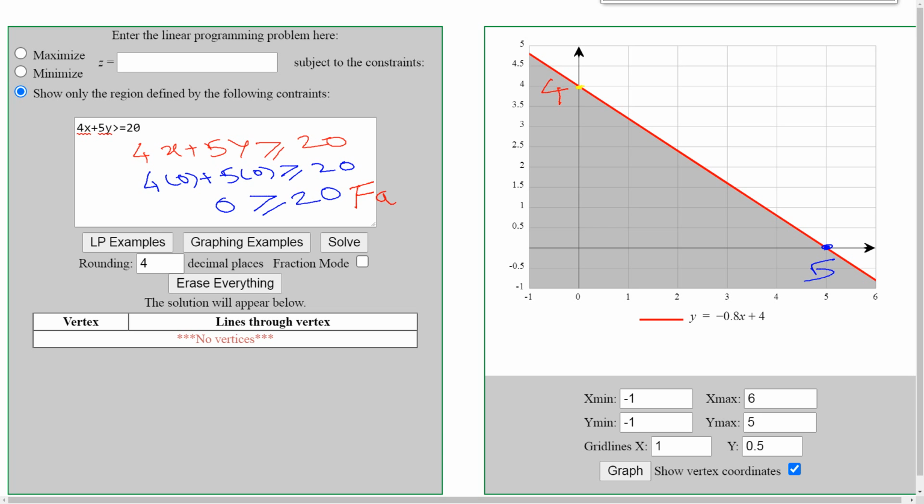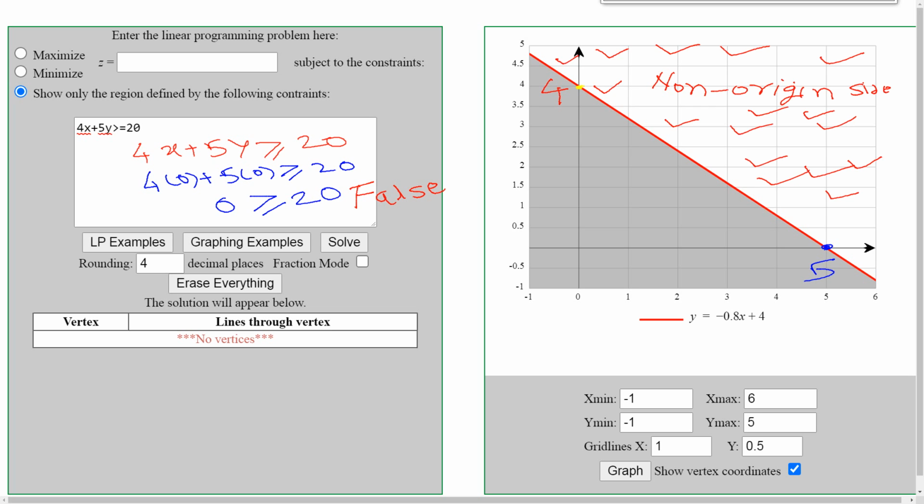And if it is false, then which side we have to shade? We have to shade non-origin side. So the answer which we obtained is non-origin side, is the feasible region. Whatever points in this region, all these points which I am marking are going to form a feasible region. So answer is non-origin side and it is feasible region of this straight line.